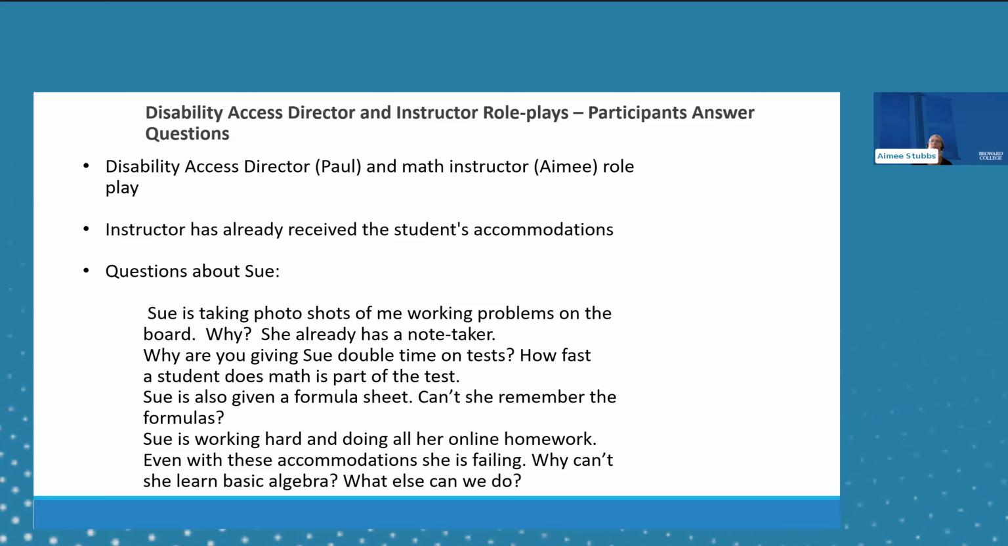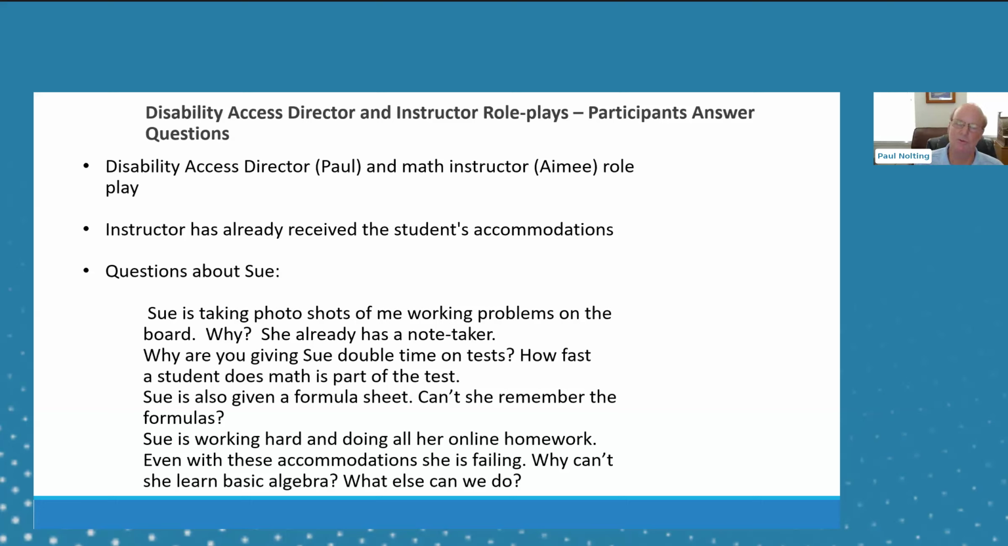Okay. Well, Sue's also given a formula sheet. Can't she remember the formulas? I think that's like cheating. Yeah, we can't talk about Sue, but I can talk about formula sheets real quick. It's long-term memory. They can't remember it. I have several students that could not remember formulas, but once we gave them the formulas, they solved it.